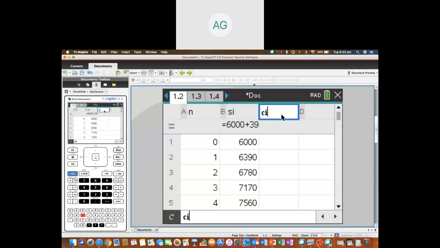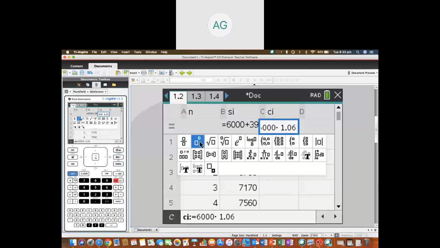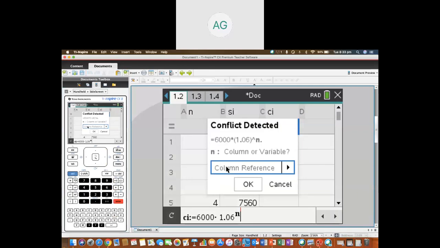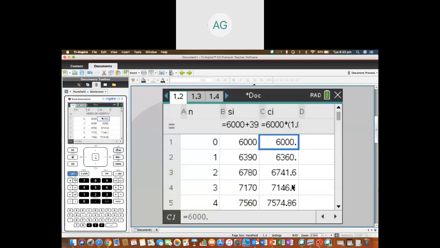Then you do the same thing for compound interest, but in here in the formula bar, you write, of course, the formula for your compound interest, which was 6,000 times 1.06 raised to the power n. So you can choose n from here and then enter. So again, the variable reference and okay. So you can see you got your simple interest and compound interest.